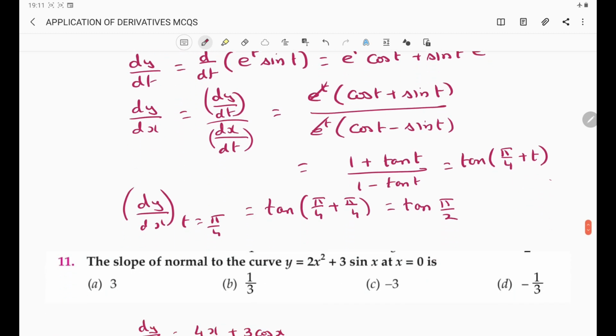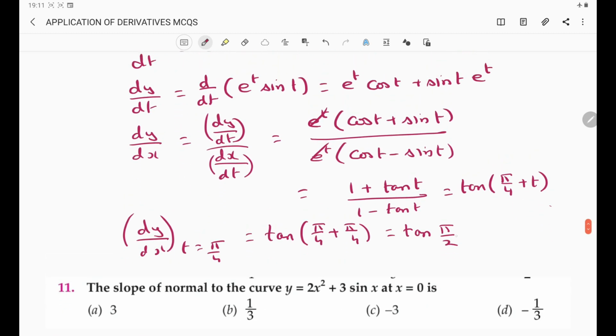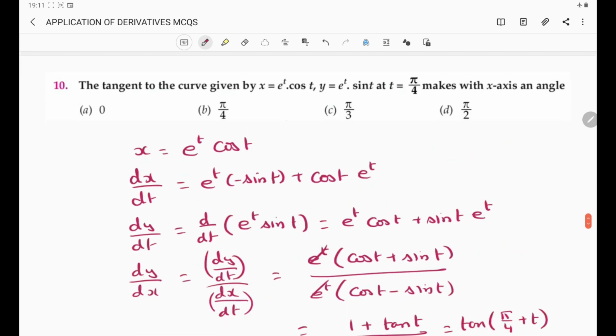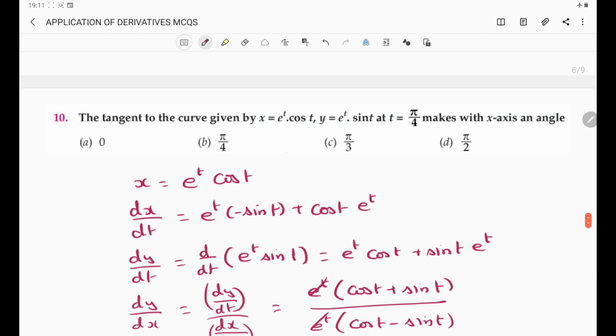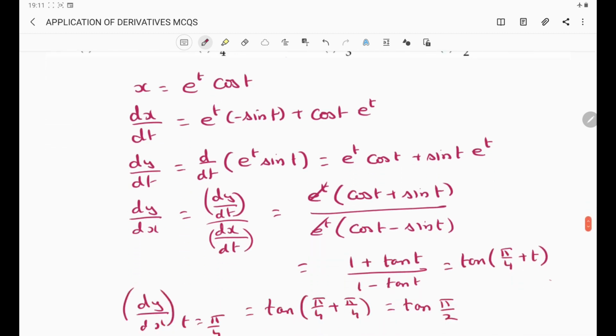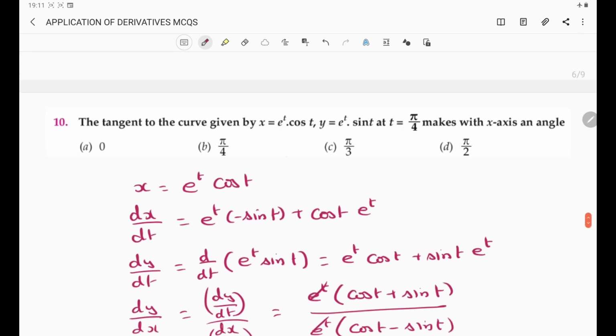So here the slope of the curve is tan theta, where theta is the angle made by the curve with the x axis. The question asked is, what is the angle made by the tangent with the x axis? Which is nothing but theta. So theta equal to pi/2. So the right answer is option D.